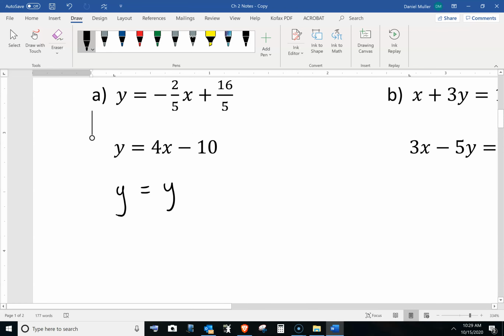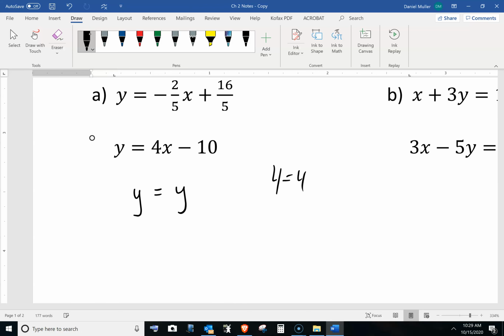Again, we're going to do a bunch of examples, so don't worry too much about this. Just kind of watch here. But y equals y, you know that's a true statement, like 4 equals 4, that's true. Y equals y, those are the same letters, that's true. Now, one of the y's is the left one, so negative 2 over 5x plus 16 over 5, and the right y could be the other one, 4x minus 10.